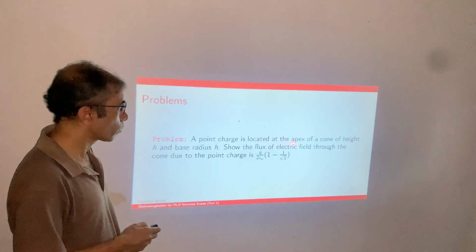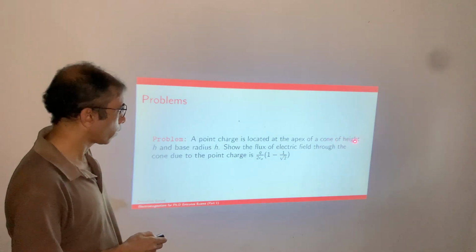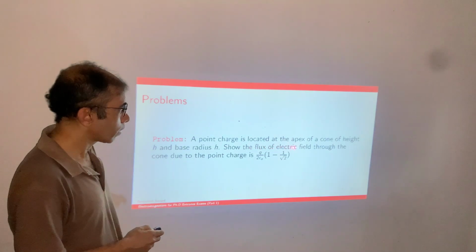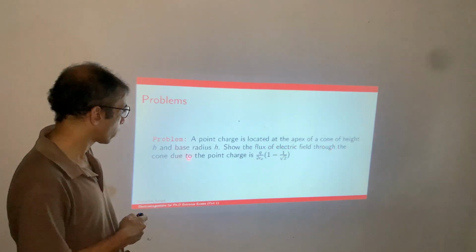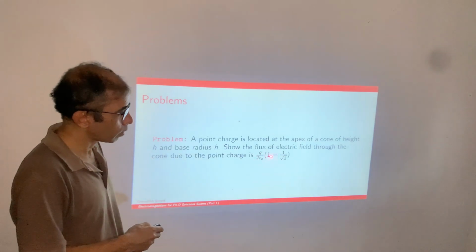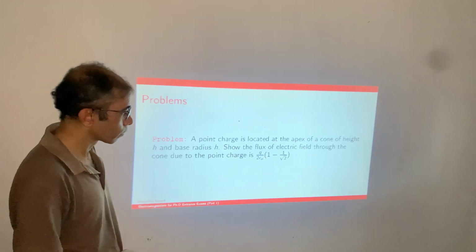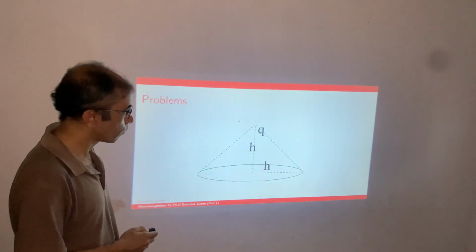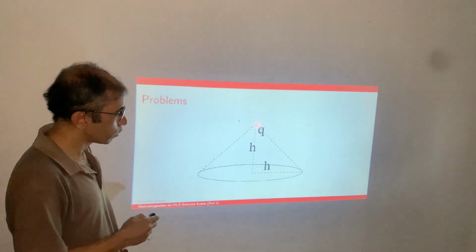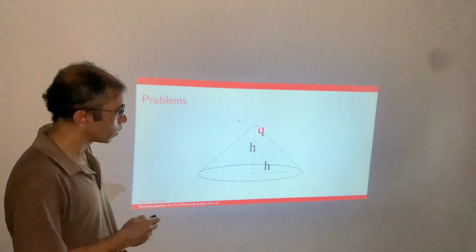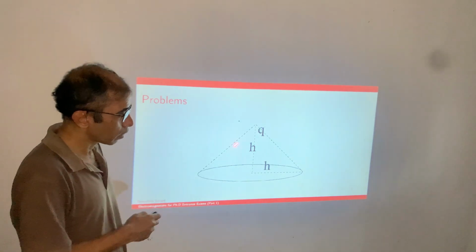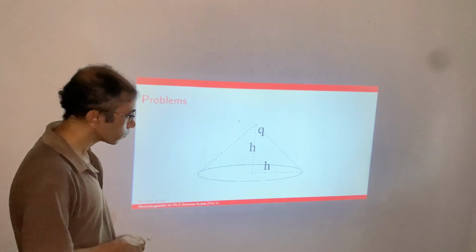A point charge is located at the apex of a cone of height h and base radius h. Show that the flux of electric field through the cone due to the point charge is q by 2 pi epsilon naught times (1 minus 1 by root 2). That is, this is the figure. So this is my cone. The charge is here. So we have to find out the electric flux across the surface of this cone.